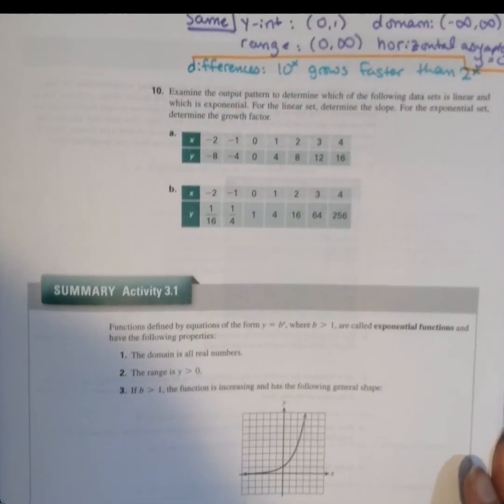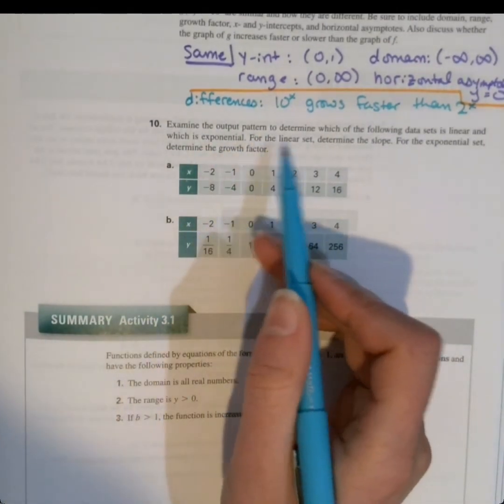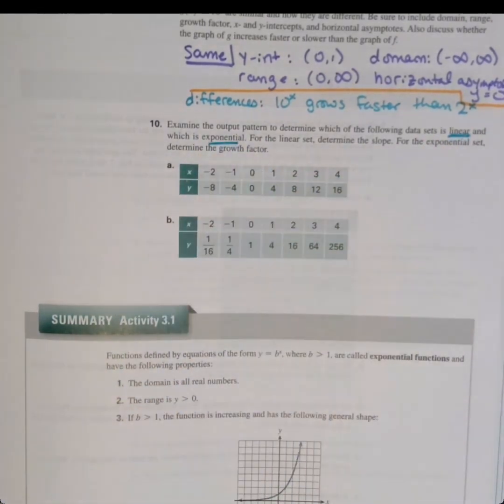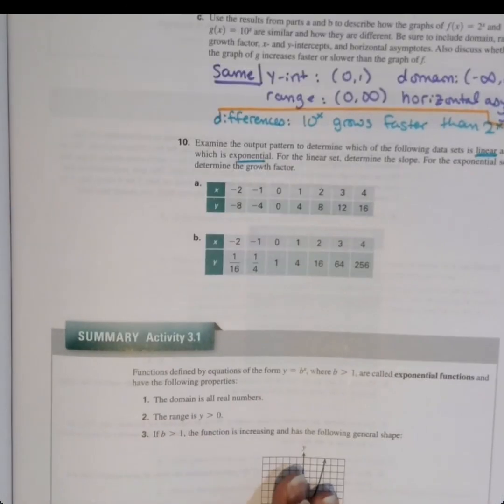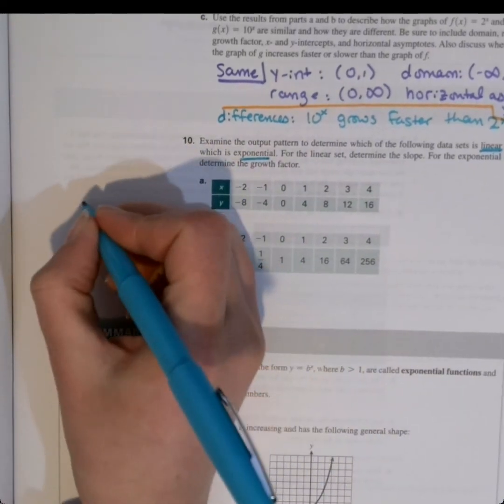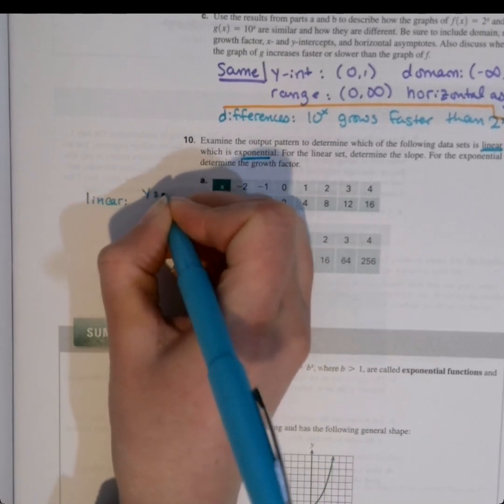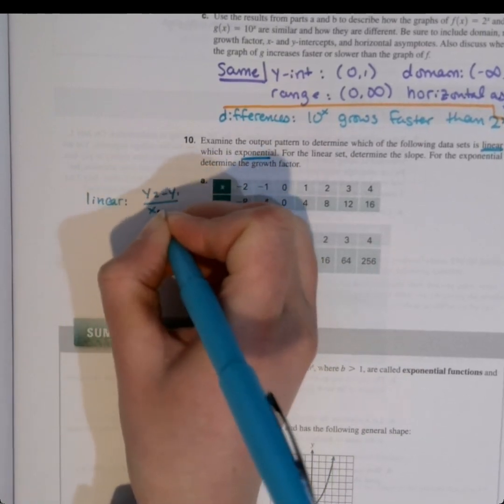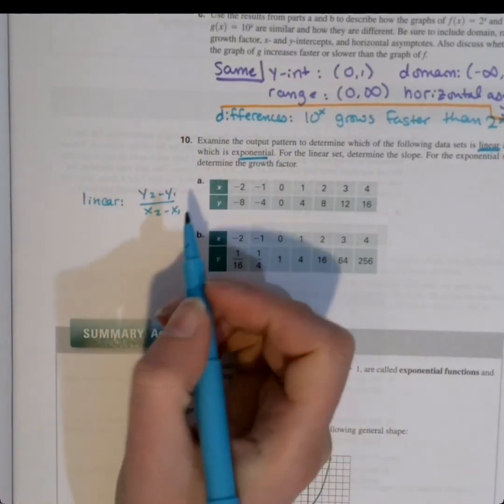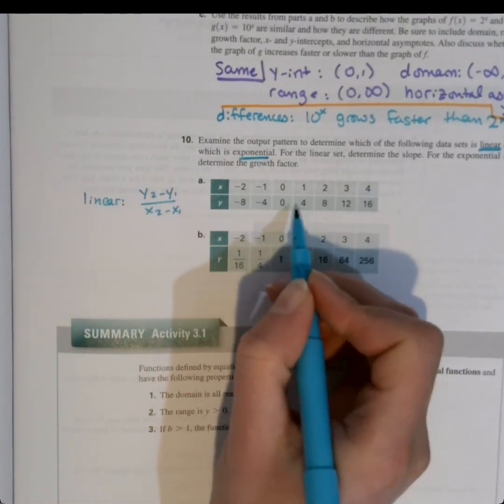All right. Last question. Examine the output pattern to determine which of these is linear and which of these is exponential. Okay, so linear is going to be an additive pattern. Remember, if you're doing linear and you wanted to calculate slope, you would do y2 minus y1 over x2 minus x1, chapter 1 stuff for linear. Linear is going to be additive because you subtract to find the difference. So you would add something to go from one to the other.